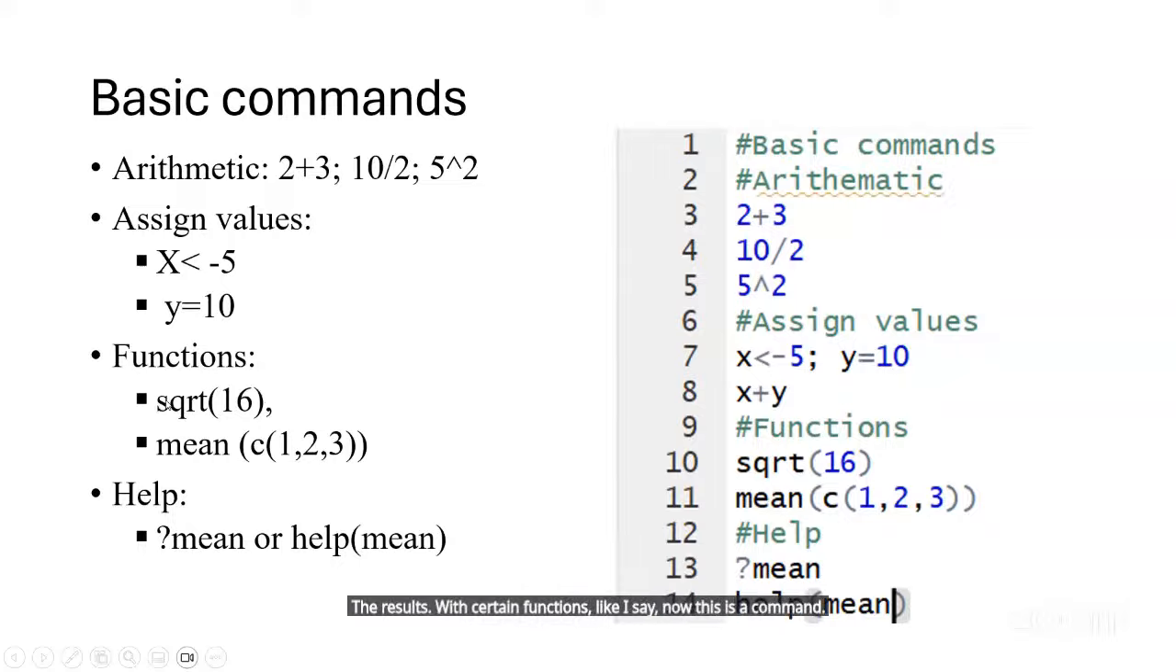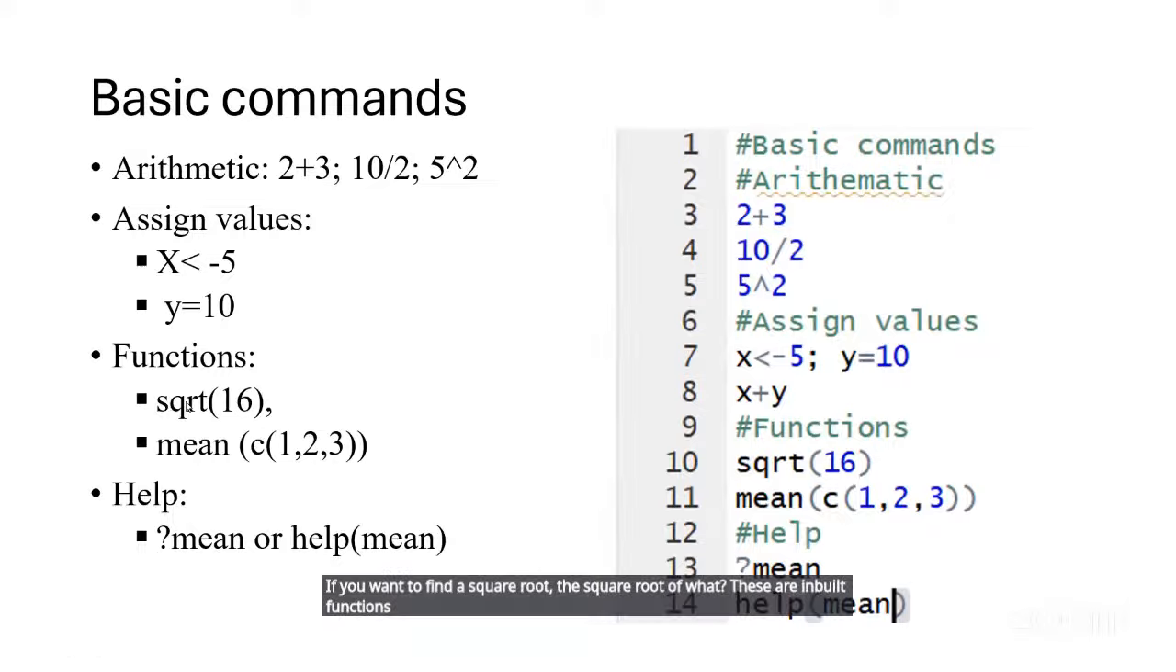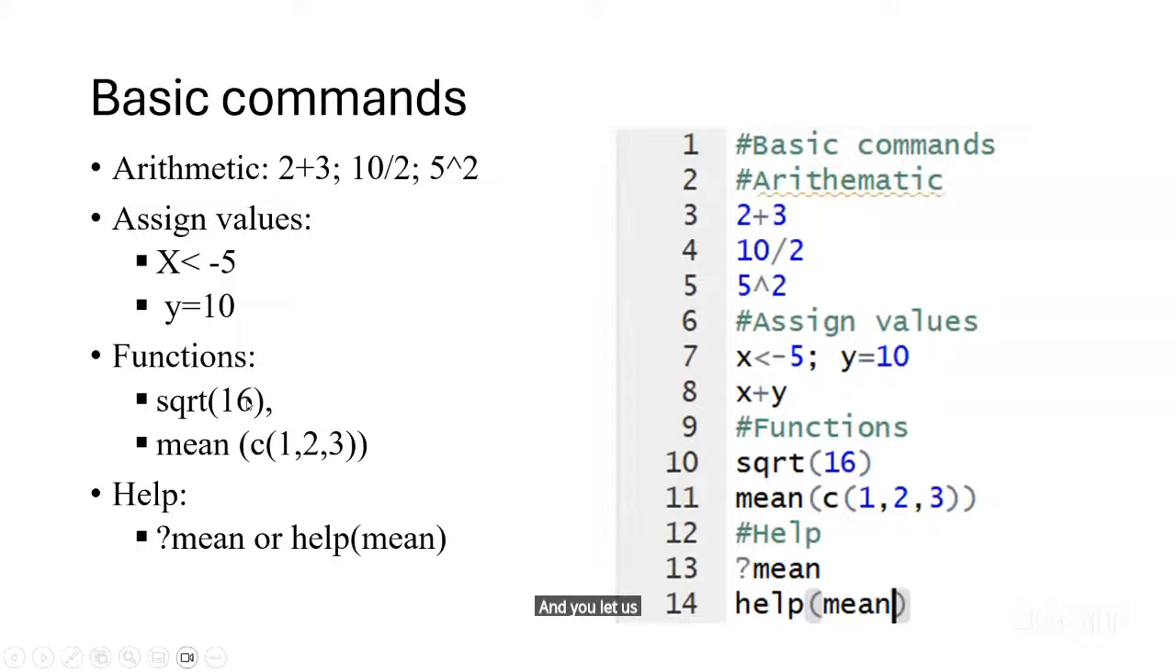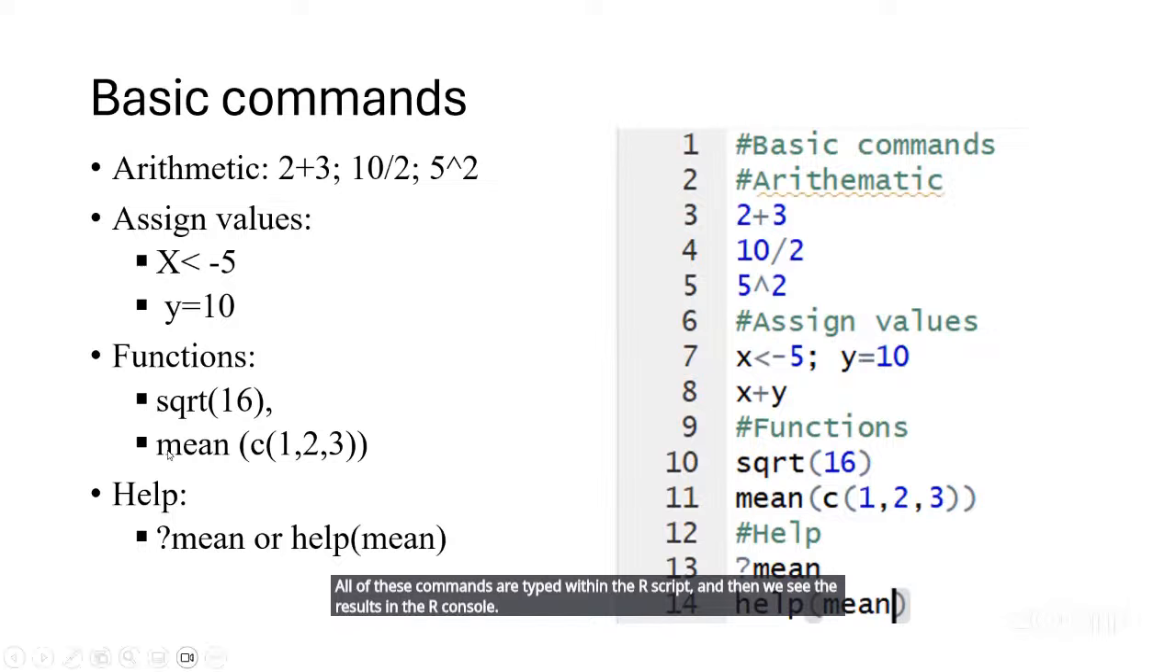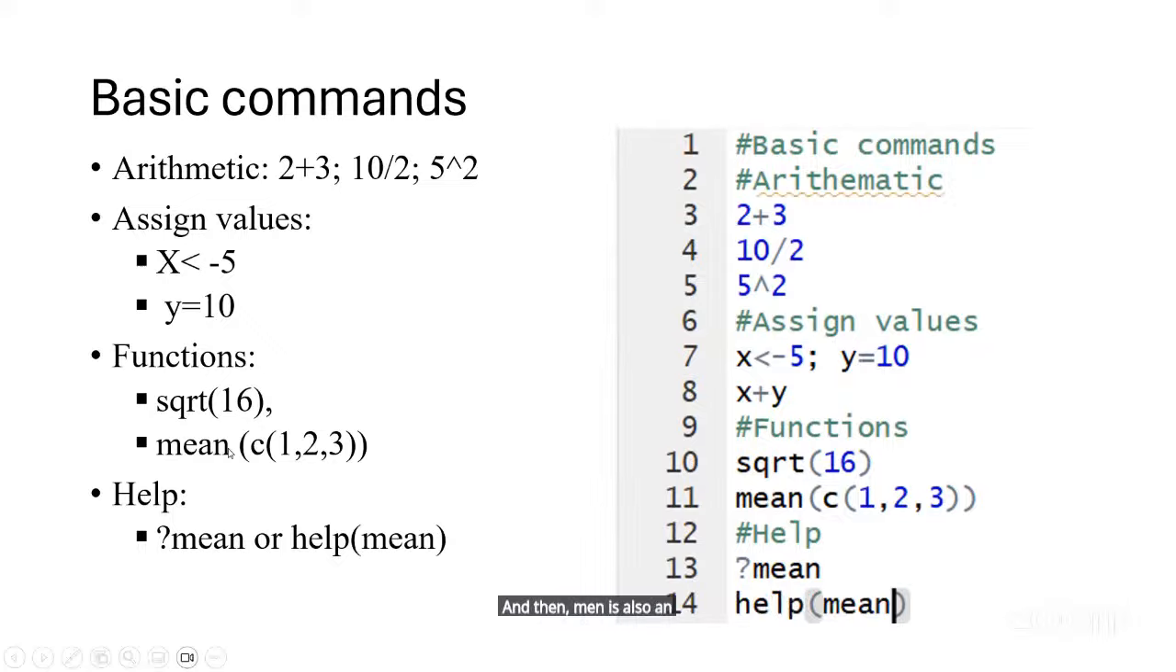With certain functions, like I say, now this is a command. If you want to find a square root, the square root of what? These are inbuilt functions. I want to get a square root of 16. All these commands are typed within the R script, and then we see the results in the R console. And then min is also an inbuilt function or command.